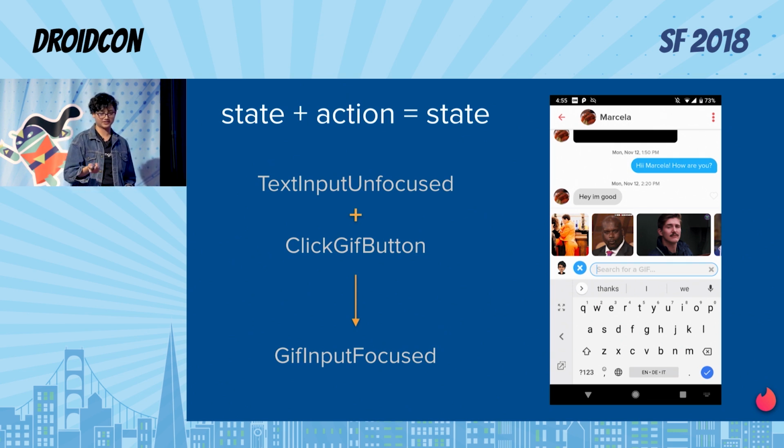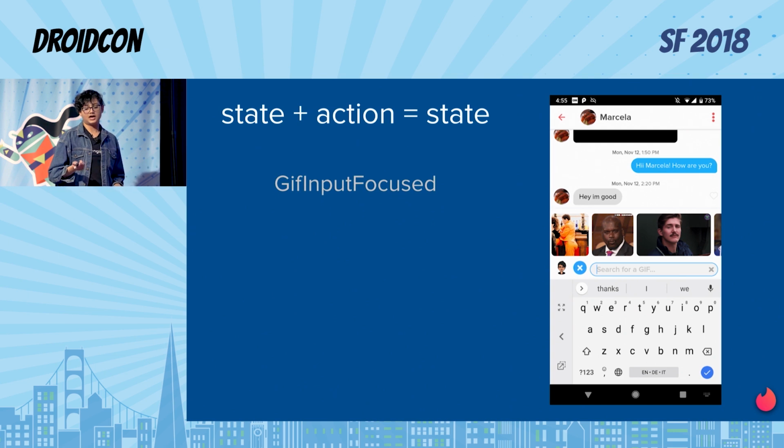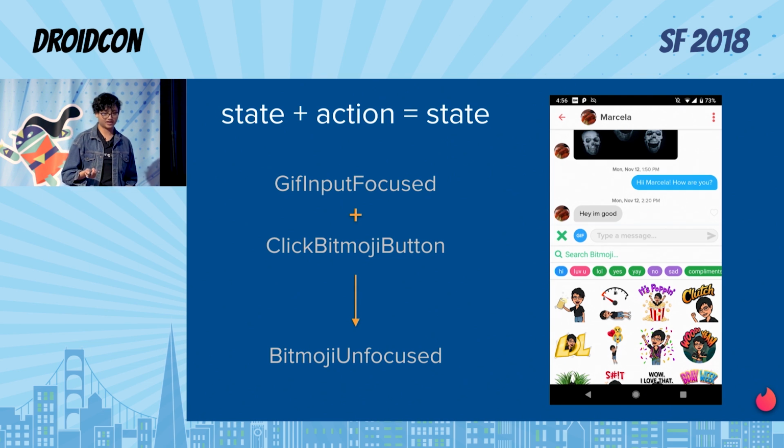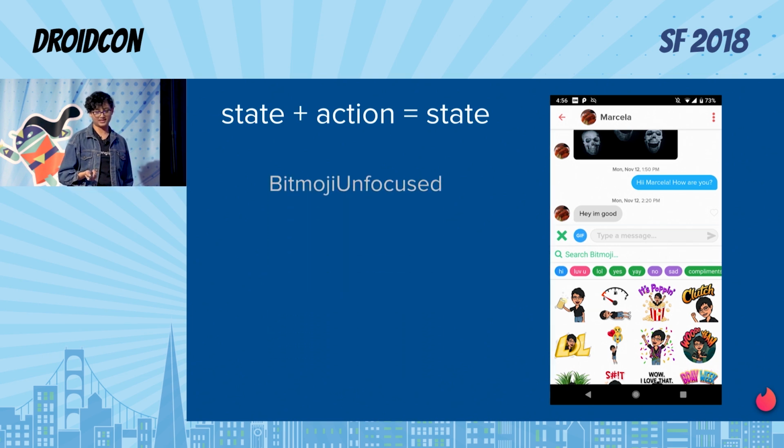Let's see what happens when we click on something else here. GIF input focused is our current state, and then we click on the Bitmoji button. Now the screen changes considerably. There is no more keyboard. The top carousel has disappeared. There is now a bottom carousel that is revealed, and this is what we want to call Bitmoji unfocused. So now we have a third state. Let's see what happens when we are in the third state and we come back and click on the edit text.